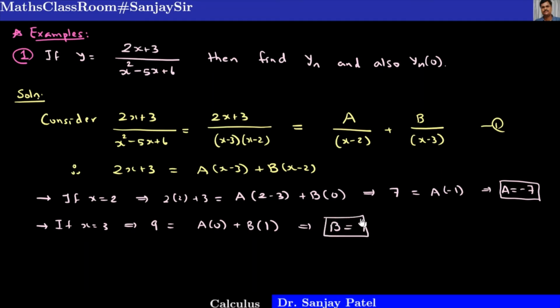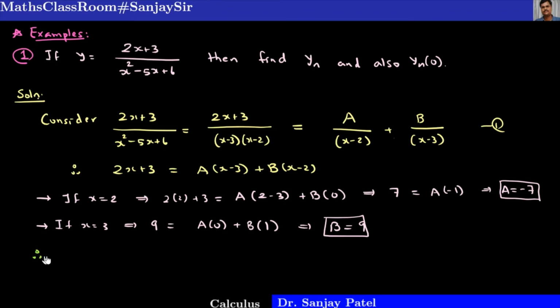So this suggests that this expression (2x + 3)/(x² - 5x + 6), which is equal to this, is expressed in this form, a/(x - 2) + b/(x - 3). I can put the values of a and b in this so that I can express this in terms of partial fractions.